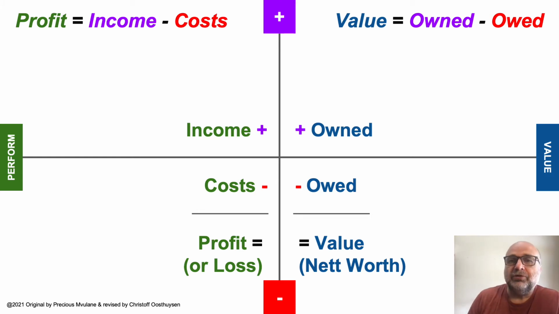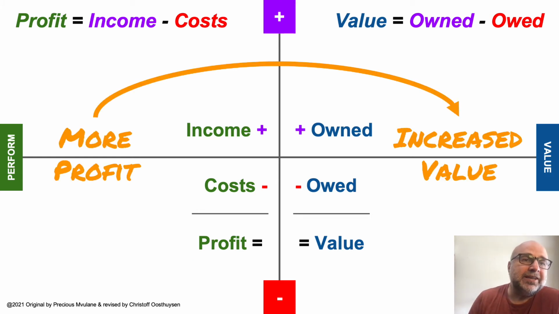But we can go a bit further to say we can easily understand that there's a relationship between these elements. So the more profit we make, the value of our business will increase. If you don't do anything else with the profit but keep it in the bank, then those things that are owned by the business will increase. The bank balance will increase, and therefore the value will increase. The opposite is of course true too. If you start making losses, it will deplete the value that you have.